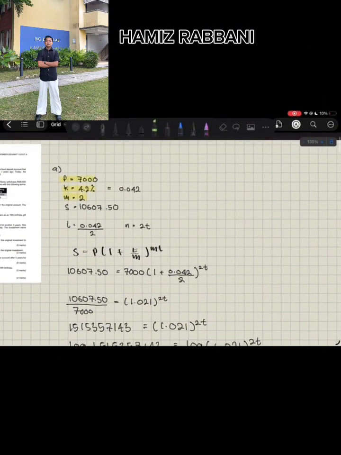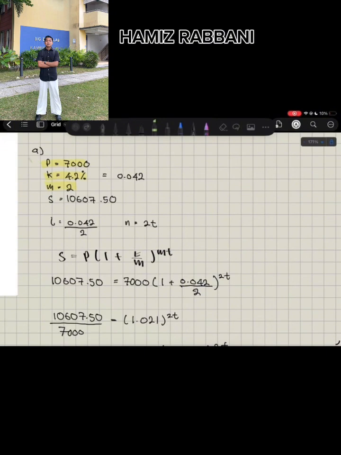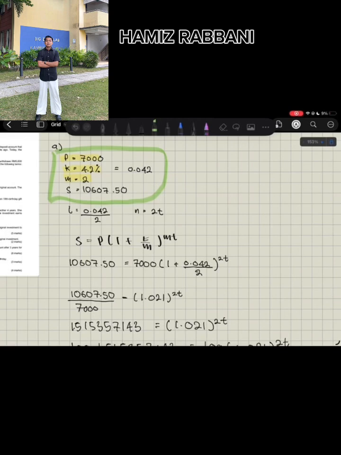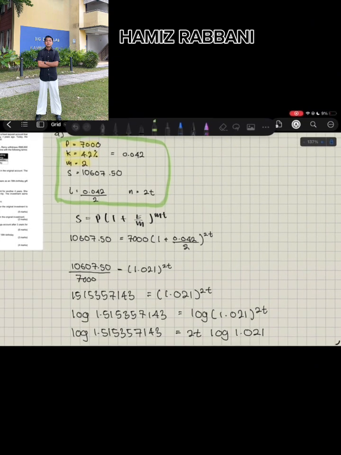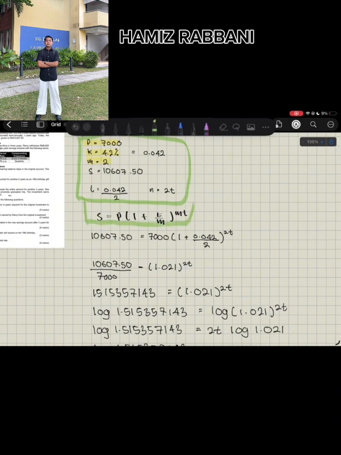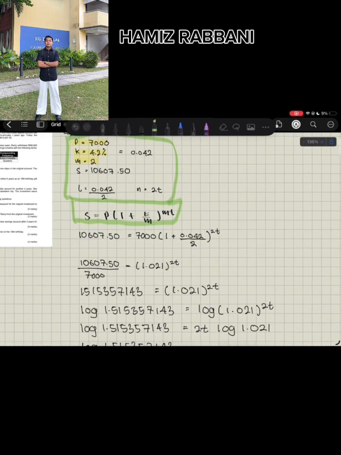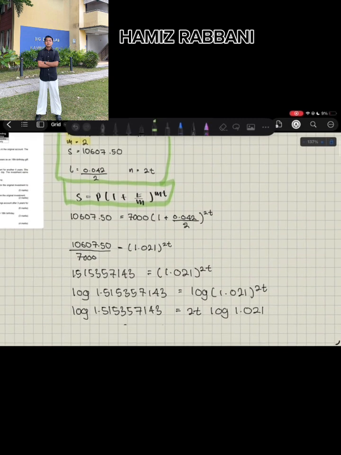Question A. First I identify all the information given in the question. This is all the information I got, and I use the compound interest formula for this question. Then I substitute all the values into the formula, so I got this.